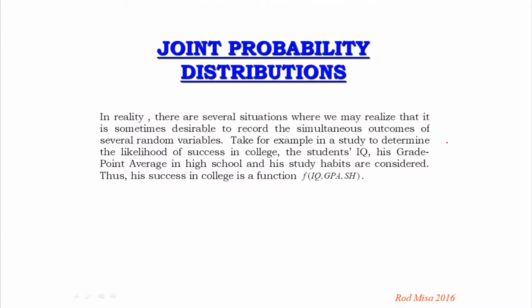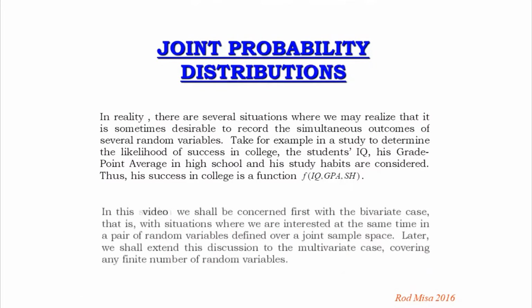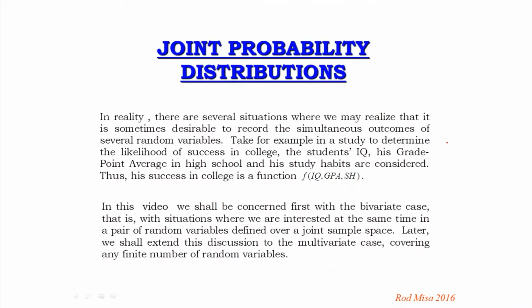Take for example, in a study to determine the likelihood of success in college, the student's IQ, his grade point average in high school, and his study habits are considered. Thus, his success in college is a function of these three variables: his IQ, his grade point average, and his study habits. In this video, we shall be concerned first with the bivariate case, that is, with situations where we are interested at the same time in a pair of random variables defined over a joint sample space.